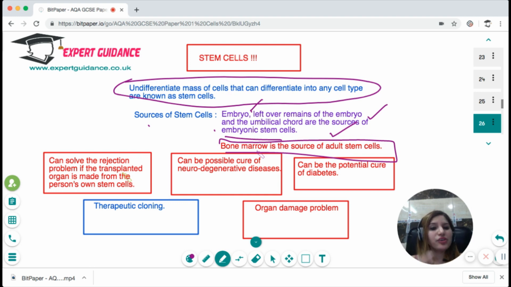It can be a cure for diabetes. If the beta cells of the pancreas get regenerated, it can help in therapeutic cloning. In therapeutic cloning, we take the adult stem cells and make embryonic stem cells, and then embryonic stem cells are specialized to make the desired organ. And it can also solve the organ damage problem. So stem cells are a very good promise, a very good potential medicine revolution for the future.